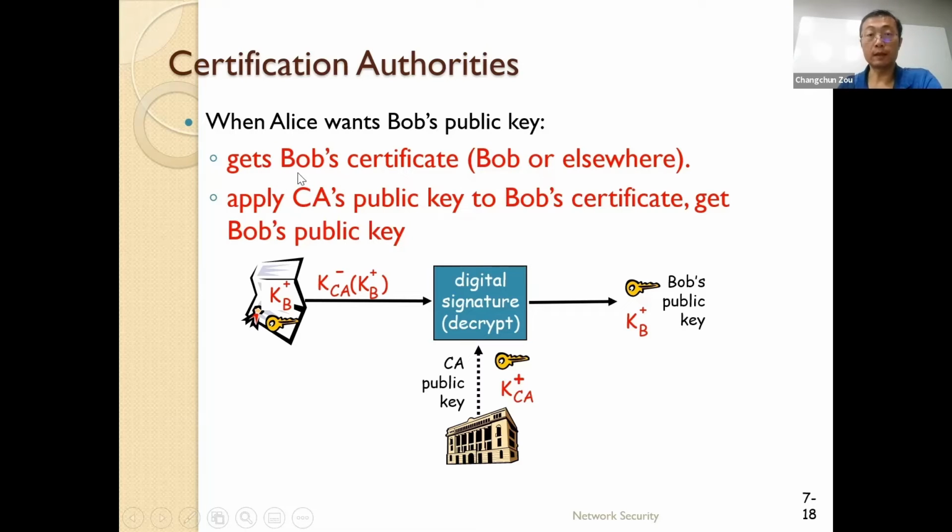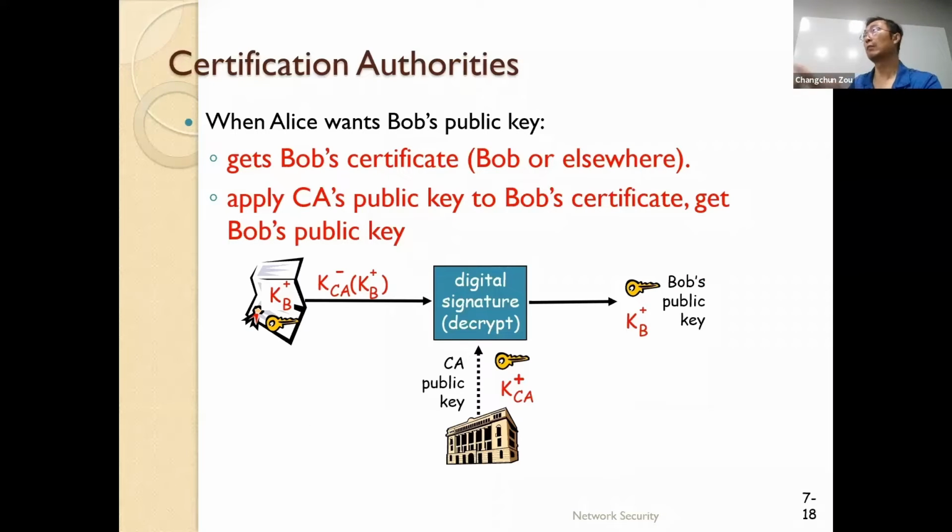So basically, first she gets Bob's digital certificate, either from Bob or from another place. Then she applies the CA's public key to the digital certificate to recover Bob's public key. You may wonder, well, this one also has a chicken-and-egg problem. How can Alice have the CA's public key in the first place?